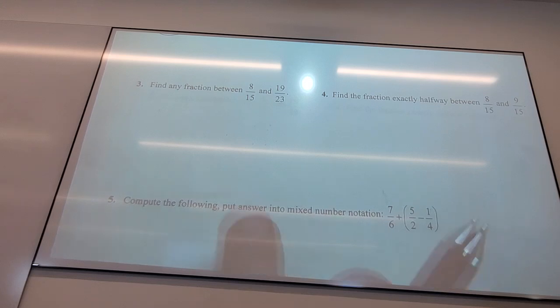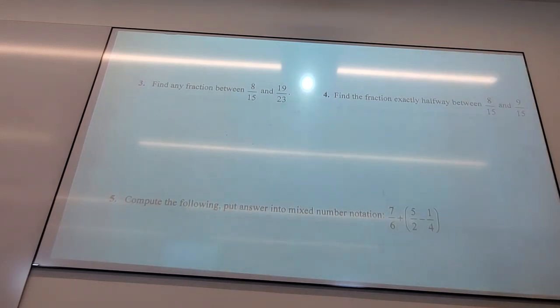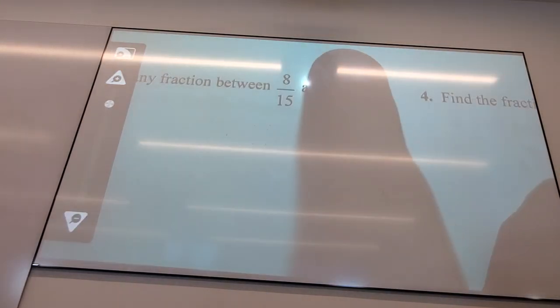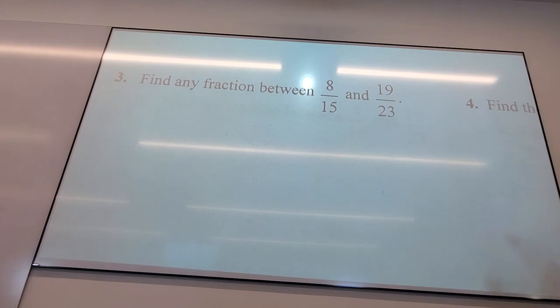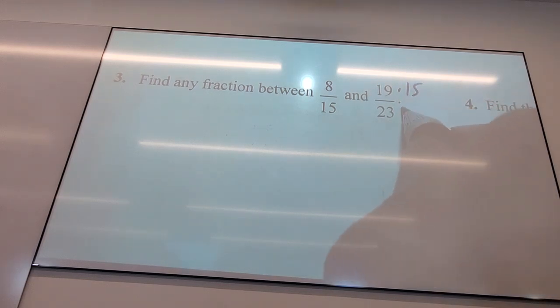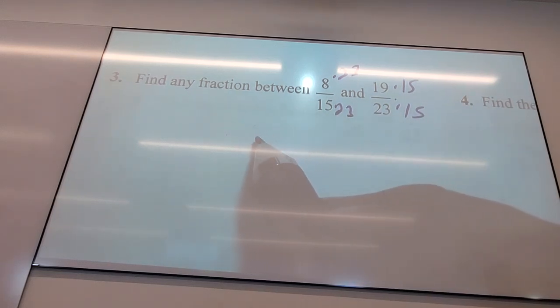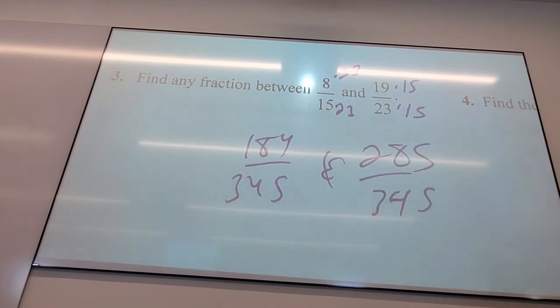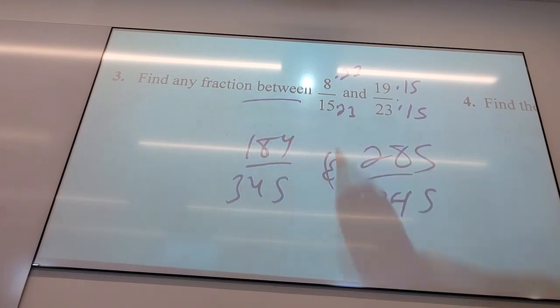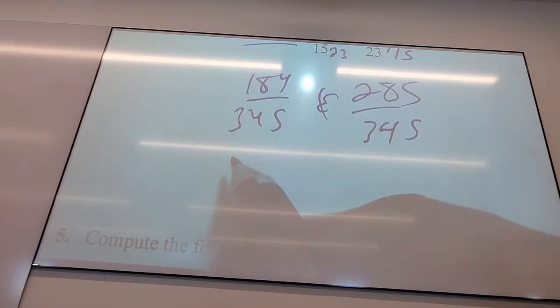Okay. This one I appreciate. Some of you guys did this in different ways. Can somebody give me one way that you did this problem? Yeah, so some of you guys made the bottoms the same, which makes the whole problem easier. What were the fractions you got? 184/345 and 285/345. And now you can just pick anything between the two, right? Because I just said find any fraction between. So what did you guys pick? 193.